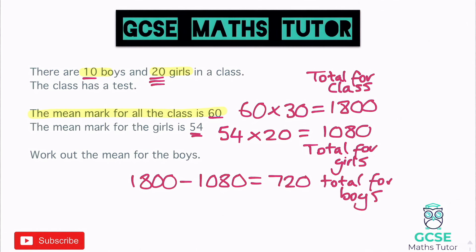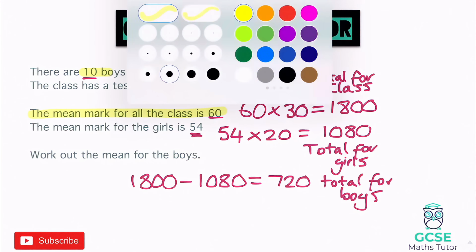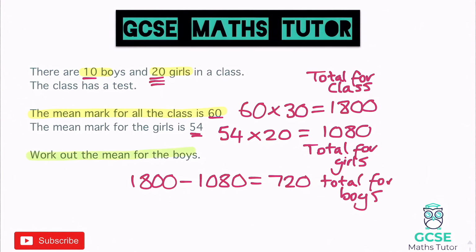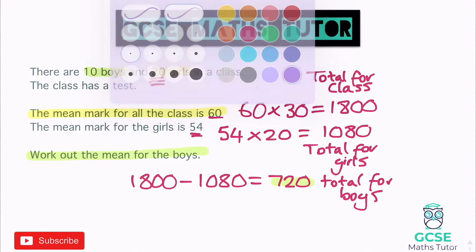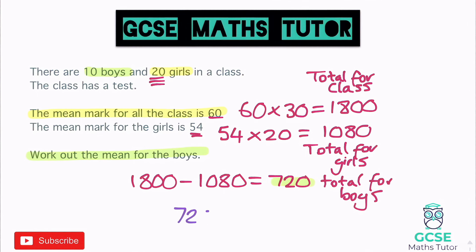Now we can go about answering the question, because now we know the total for the boys, we can work out their mean, and that's what the question wanted. It said work out the mean for the boys. So the total for the boys is 720, and we were given in the question, let's highlight it in the same colour, there are 10 boys. To work out the mean, just like normal, the total for the boys is 720. I'm going to divide that by how many boys there are, which is 10, and that gives us a mean of 72. There's our final answer. Just thinking about what we did there, we worked backwards through the question, multiplying the means by the amount to get the totals, then using a bit of logic to find out what the total for the boys must have been, and then working out the mean as normal.